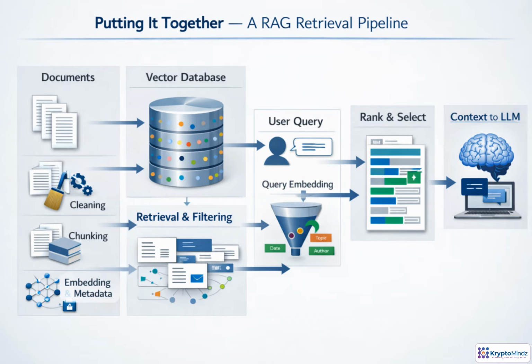All of these pieces come together as the retrieval layer. Before users ask questions, documents are cleaned, split into chunks, embedded, tagged with metadata, and stored in a vector database. At runtime, the user's query is embedded and searched against that index. Filters and ranking help choose the most relevant chunks, not just the closest vectors. Those chunks become the context sent to the LLM, so retrieval quality directly shapes generation quality.